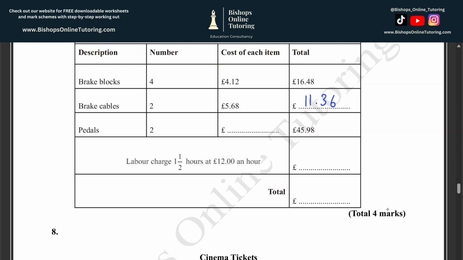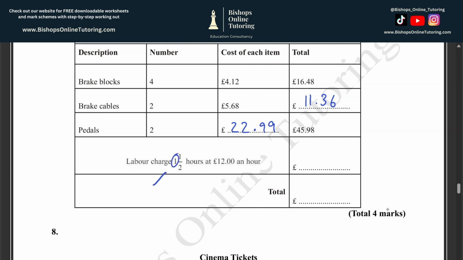Now, same thing over here. We've got 2 pedals. The total comes out to £45.98. So all we have to do to work out the cost of each item is £45.98 divided by 2, which in this case will work out to be £22.99. Now the labour charge is 1.5 hours at £12 an hour.